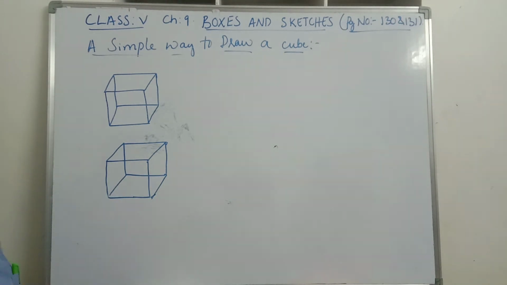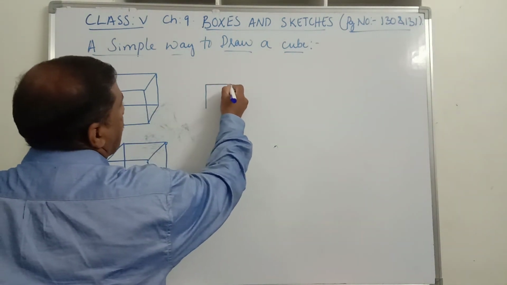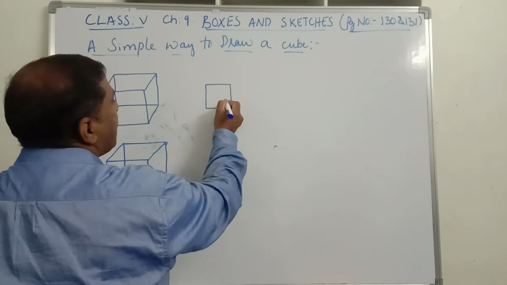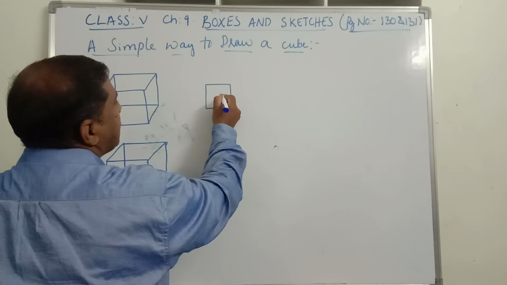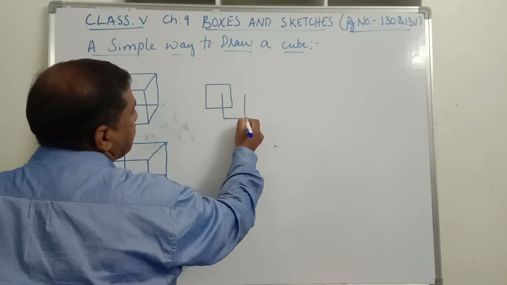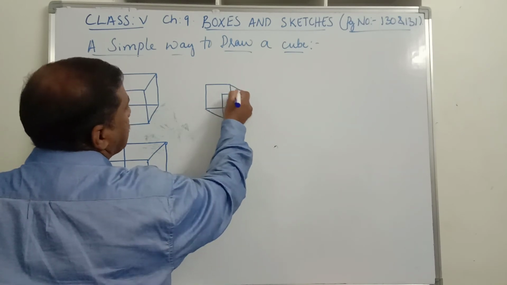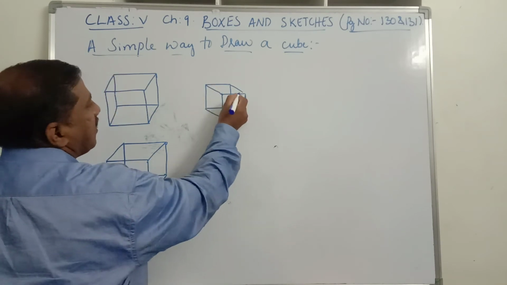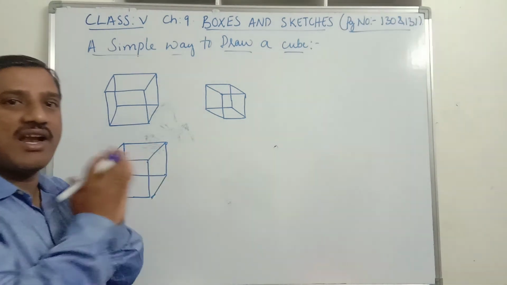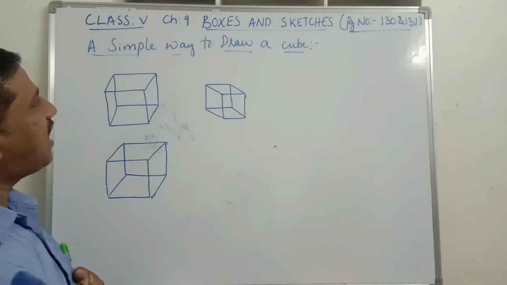What is the simple way to draw a cube? Draw 2 squares like this. Draw any 2 squares. We will treat one as the front surface, the other one as the back face. Join those corners. We will get what? A cube. So like this, we will get a cube. Right? Draw 2 squares, one front square and one back square. Then join the corners of those squares. We will get a cube.